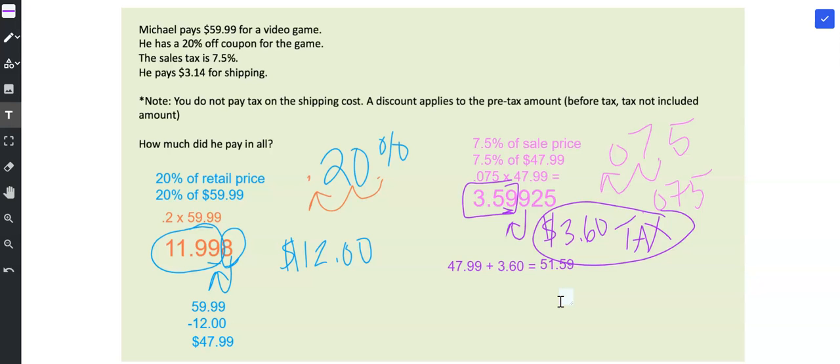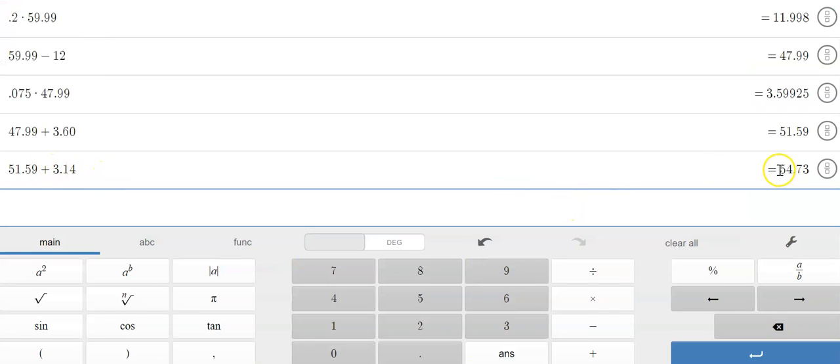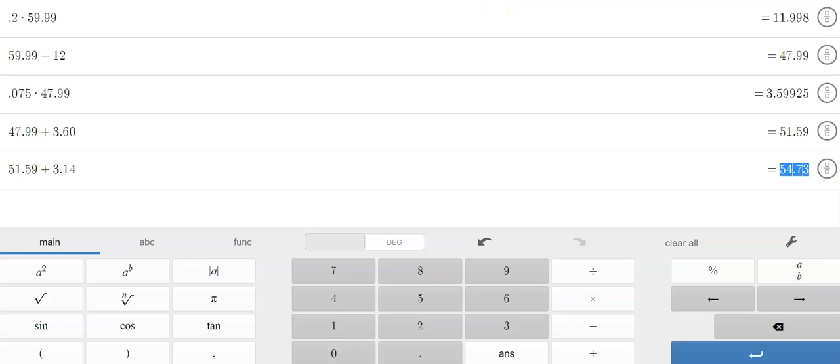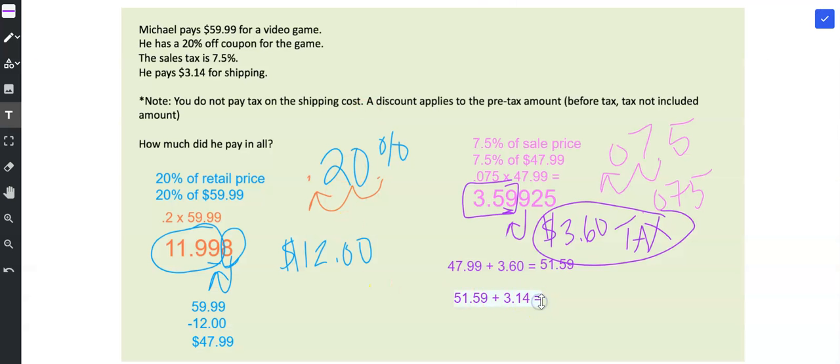Okay, so we figured out the sales tax. Now it says he pays $3.14 for shipping. So we take the $51.59 and we add $3.14 for shipping. With the shipping cost added, we get $54.73. Let me make sure I copied that right. $54.73.